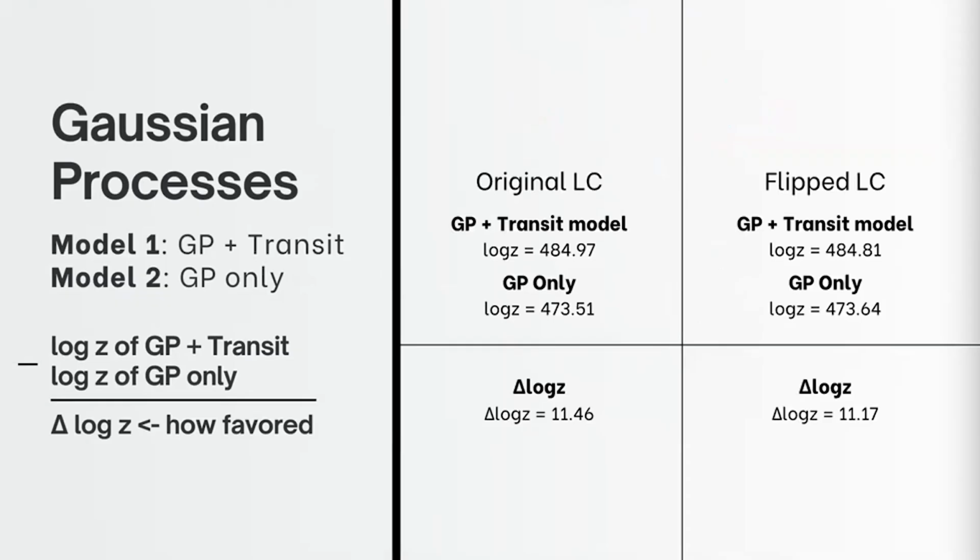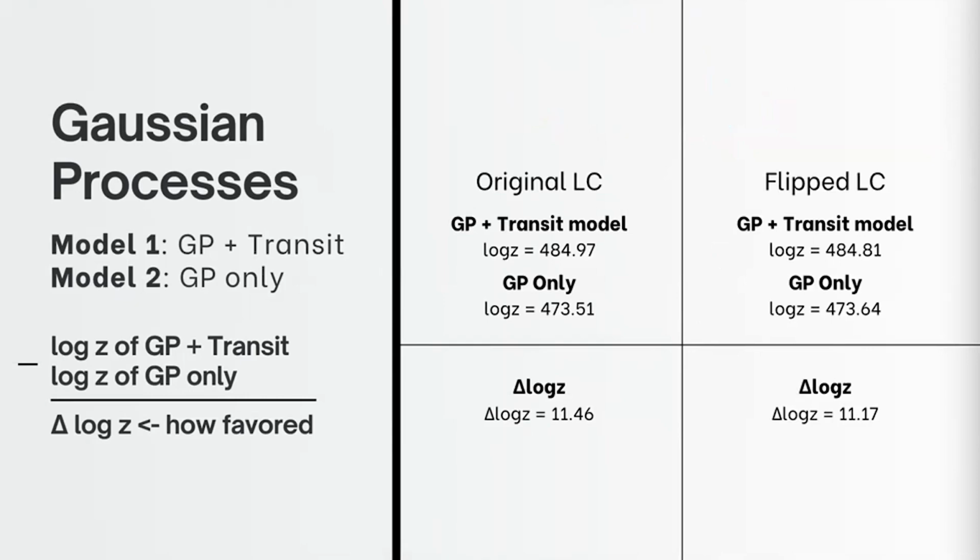So as I said, a model with a larger log z is going to be the model that's favored. So for the original light curve here, this is saying that our transit model is favored over the GP only because the log z value is greater, which sounds great. But then we look at our flipped light curve and we see the transit model is also favored in this case, but we know that there aren't any real transits there.